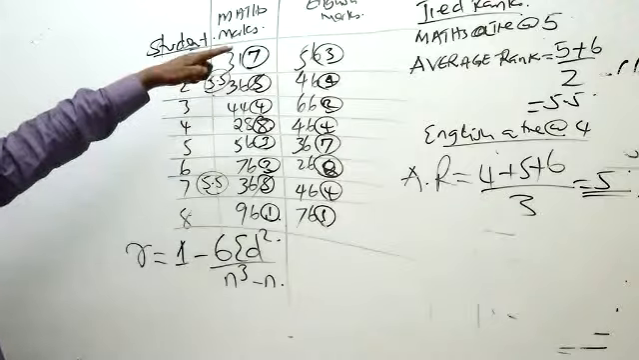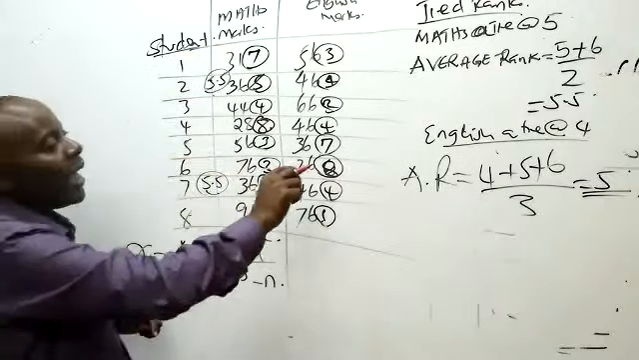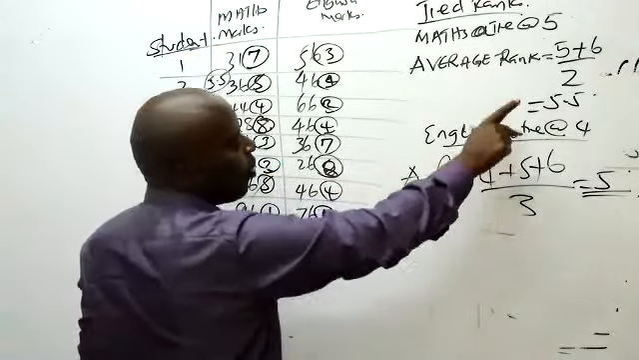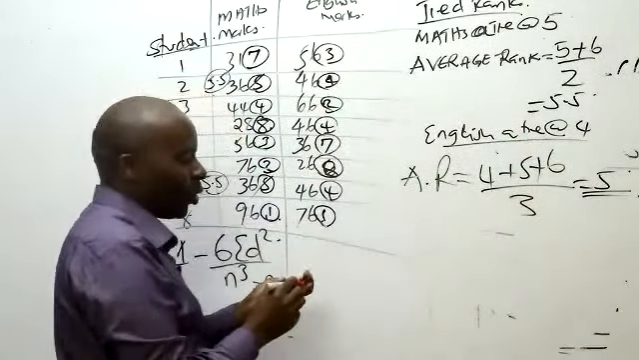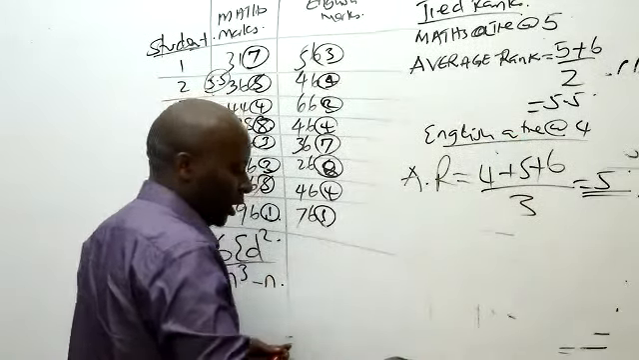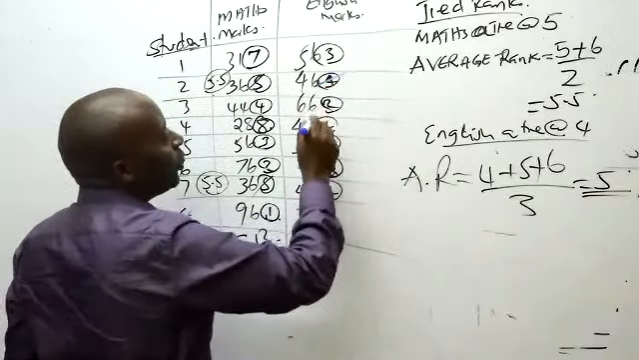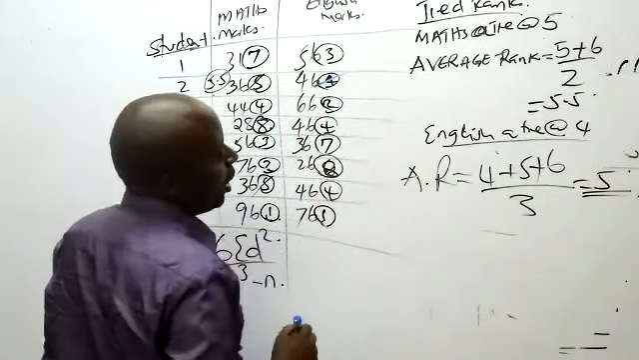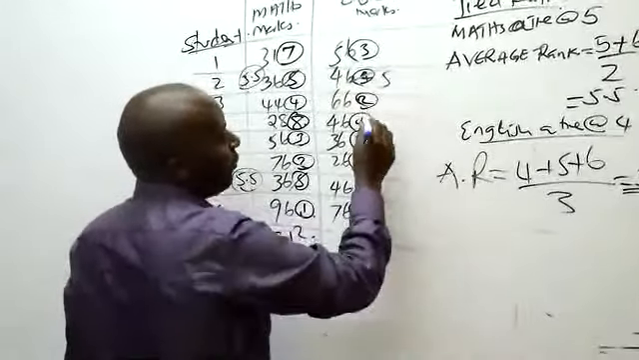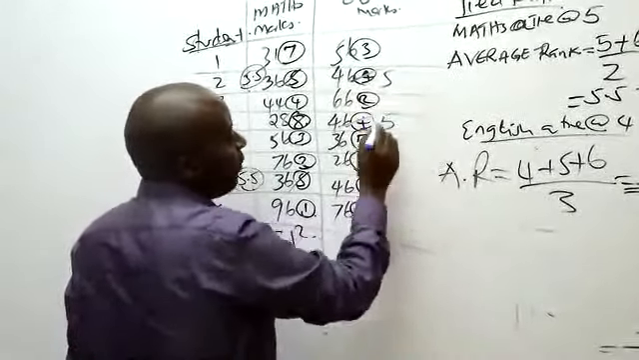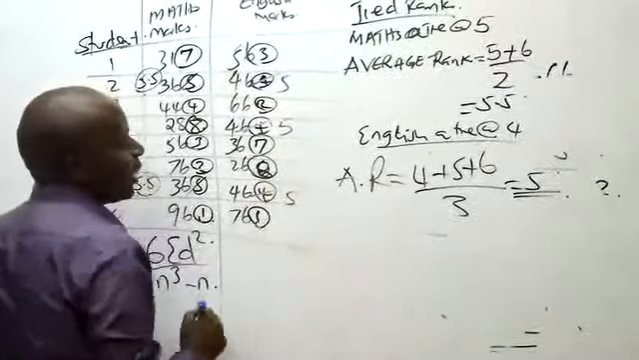Come to English marks, we also had some tied rank of 4. So delete this 4, delete this 4, delete this 4, delete these 4, ladies and gentlemen. Instead of 4, the actual one, give us the average rank. The average rank is 5. When you see 4, give them the average rank.